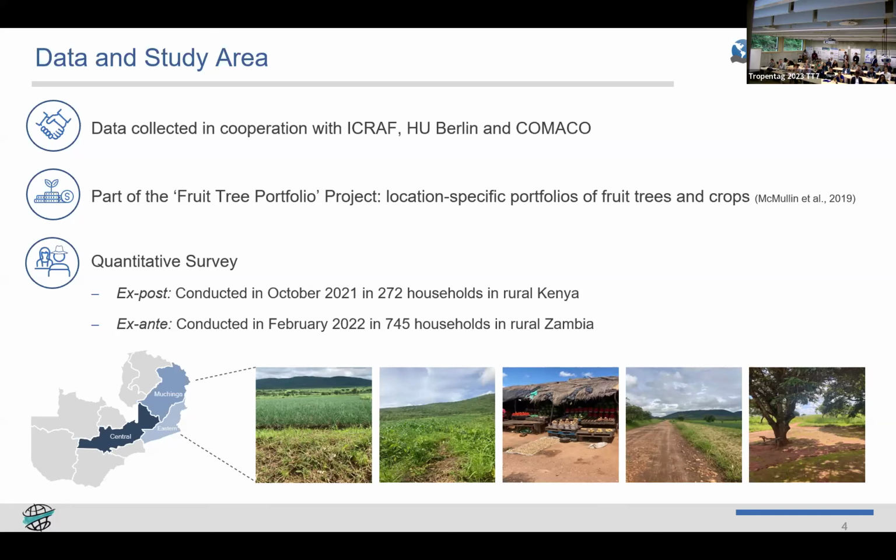Then we have a second data set, the ex-ante data set from rural Zambia, where 745 households were included. This is the main data set that we use in our model. The other data set is just a secondary information source, but these 745 households are implemented in our later model. And we want to see how their adoption decision is performed.